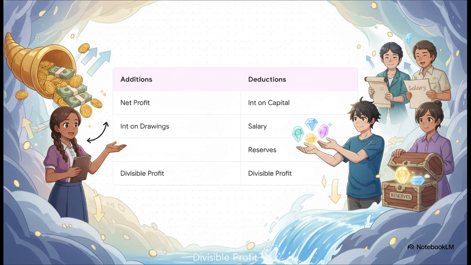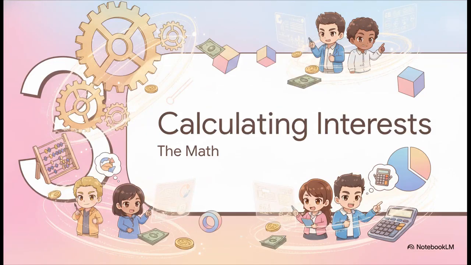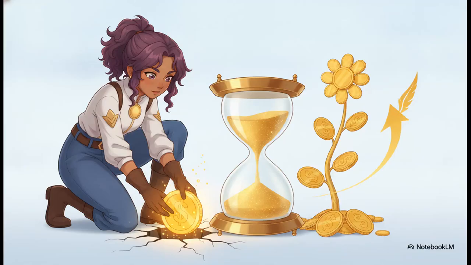Then, on the deduction side, we subtract out the rewards we're giving the partners. So interest on capital, salary, commission, and any money we strategically decide to tuck away as a transfer to reserves. What's left over at the very bottom? That is your divisible profit, which finally gets split up according to the partner's profit-sharing ratio. Which brings us to Section 3, calculating your interests, the math. Okay, I know this is where the heavy calculations come in, and it can definitely feel a bit intimidating.